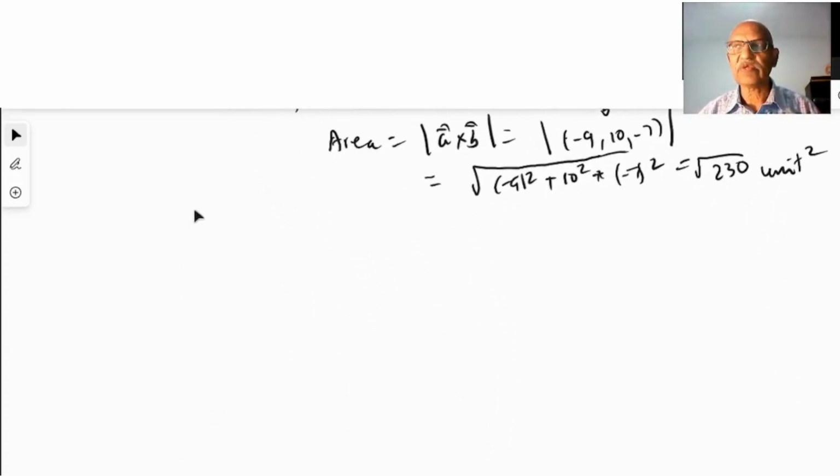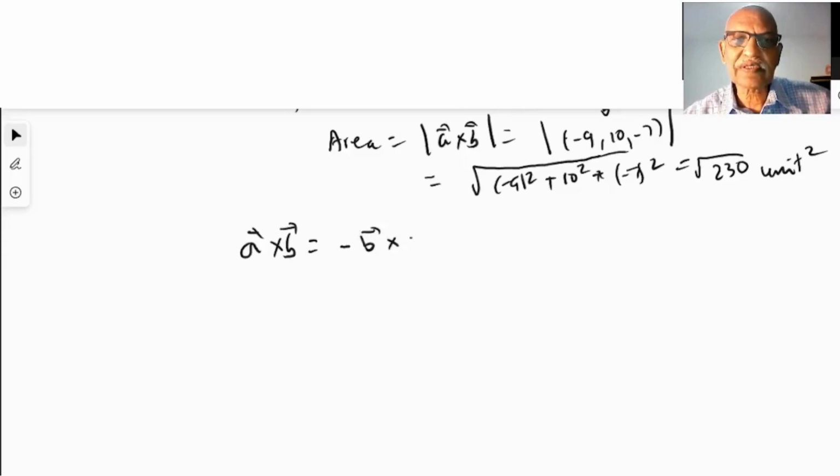Okay, another concept is that A cross B, unlike the dot product, which is commutative, will be minus B cross A. It's a minus of B cross A. I can say minus B here, or I can put a bracket here. It doesn't matter what you have.